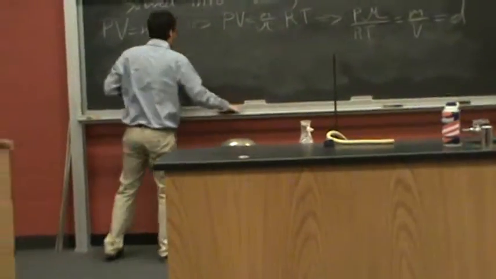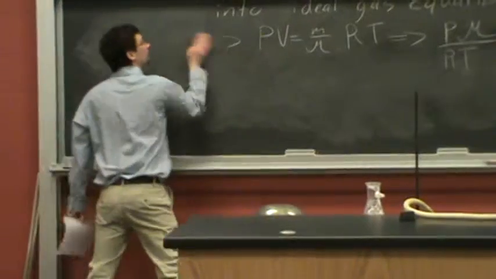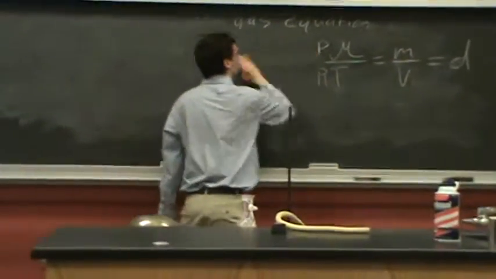So how do we figure out P sub i? Well, we do it through something called a mole fraction.